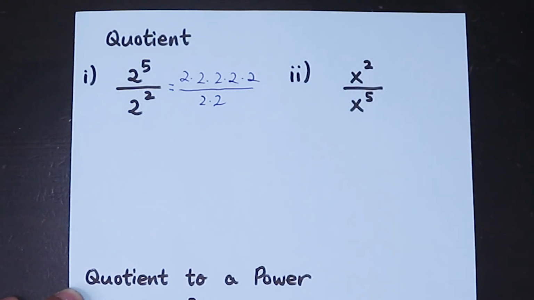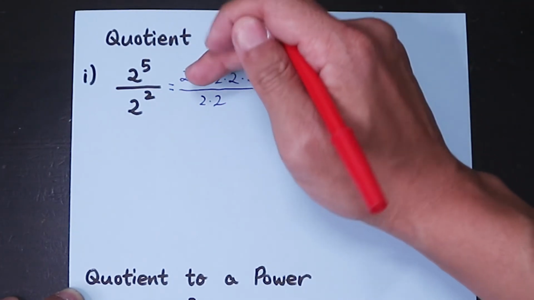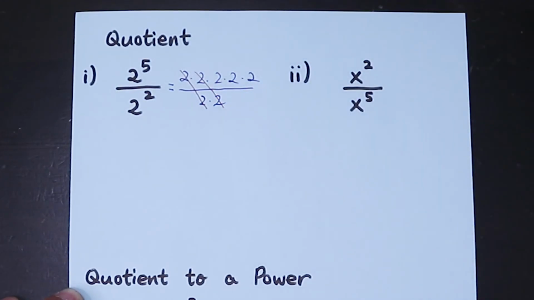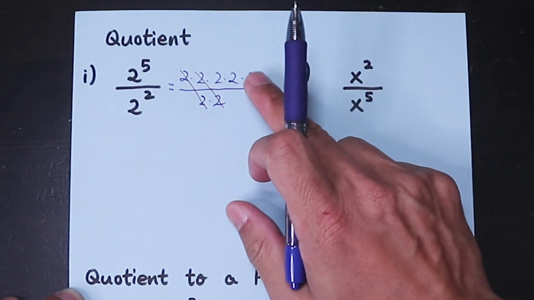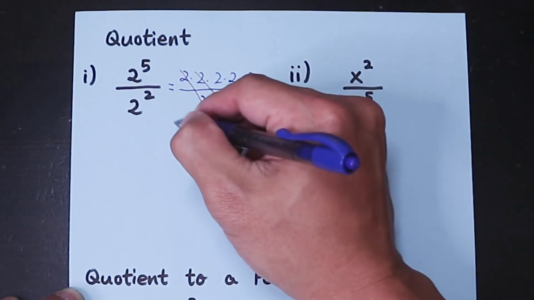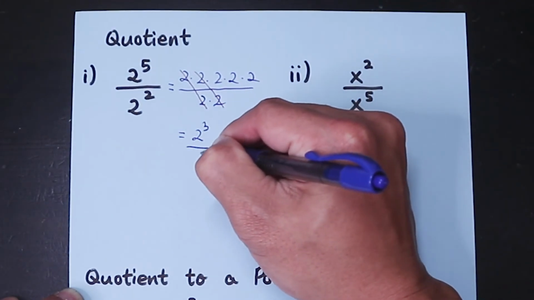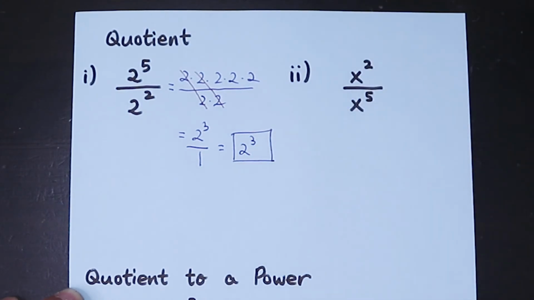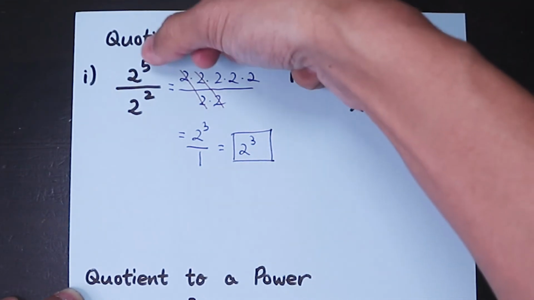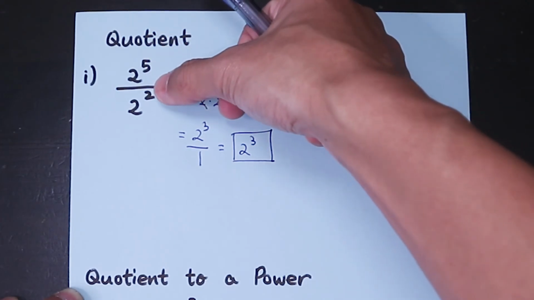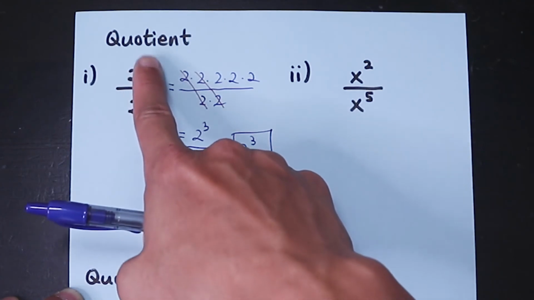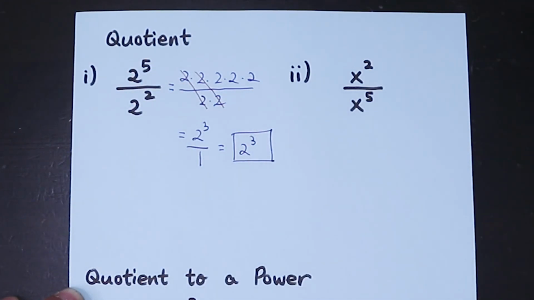And remember back in middle school, whenever you have the same thing top and bottom of the fraction, you could cancel them. So you're left with 2 to the 3rd power on the numerator. So you write 2 to the 3rd power over 1, which is the same as 2 to the 3rd power. So let me ask you, do you see a pattern between the exponents 5, the exponents 2, and the exponents 3? Yes, you just subtracted 5 minus 2 and you get 3, so that's your shortcut.